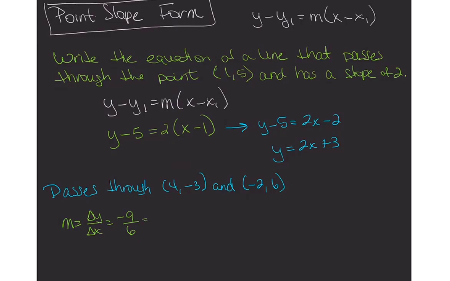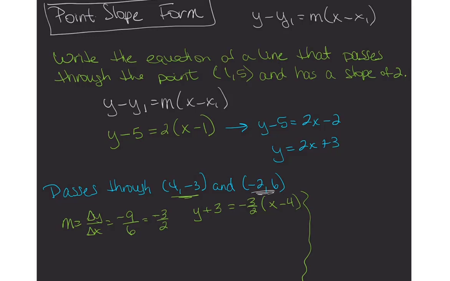And then we can reduce that one down to what? -3/2. So now I have my slope, and now I have a point. And you can pick whichever point you want. So if we picked the first point, you would just have y plus 3 equals -3/2 times x minus 4. And if you went through and did the distributive property to put it into slope-intercept form, you'd have the same answer if you did it the other way.